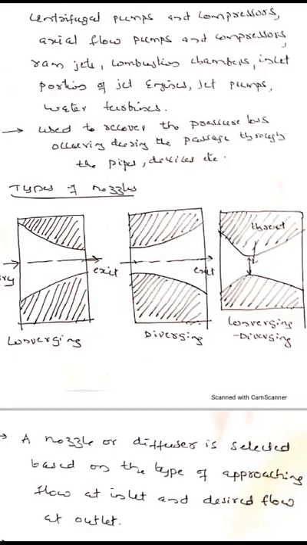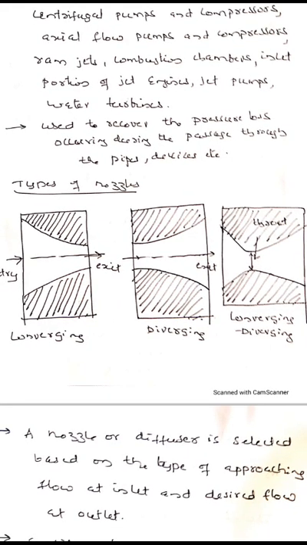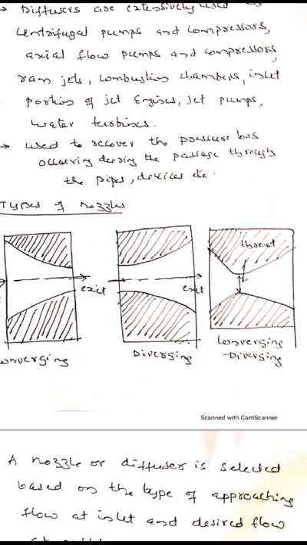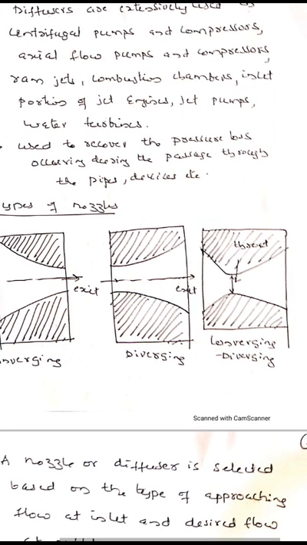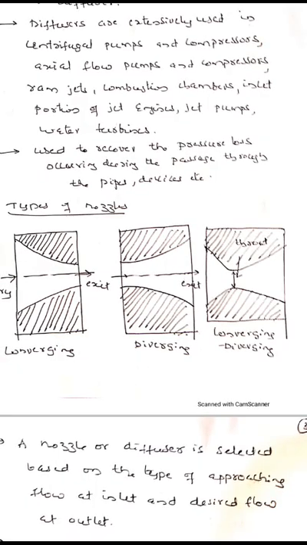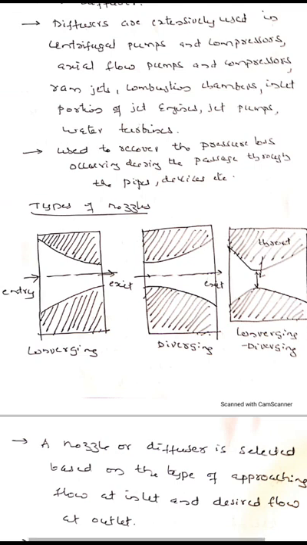There are three types of nozzles: converging, diverging, and converging-diverging type. In the converging type, the cross-sectional area decreases gradually. In the diverging section, the cross-sectional area increases gradually. A converging-diverging section consists of a converging section followed by a diverging section. The cross-section of minimum area is called the throat. The flow up to the throat is known as subsonic. The flow after the throat is called supersonic.